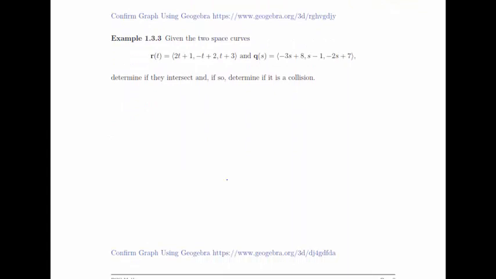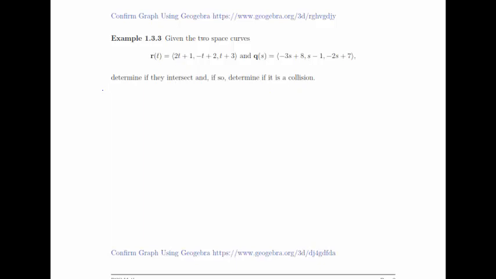Example 1.3.3: given the two space curves r of t equals the vector 2t plus 1, comma negative t plus 2, comma t plus 3, and q of s equals the vector negative 3s plus 8, comma s minus 1, comma negative 2s plus 7. Determine if they intersect, and if so, determine if it is a collision. So here we're looking at two vector valued functions that are actually giving us the equations of lines. Both of these are straight lines. So if they intersect, they're going to intersect in a point, or they're not going to intersect. We'll talk about the collision in a minute after we work out the math.